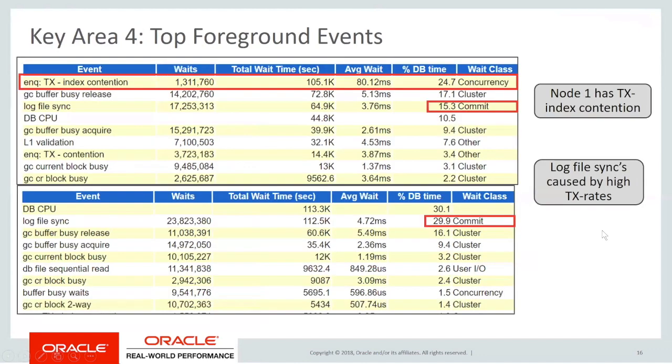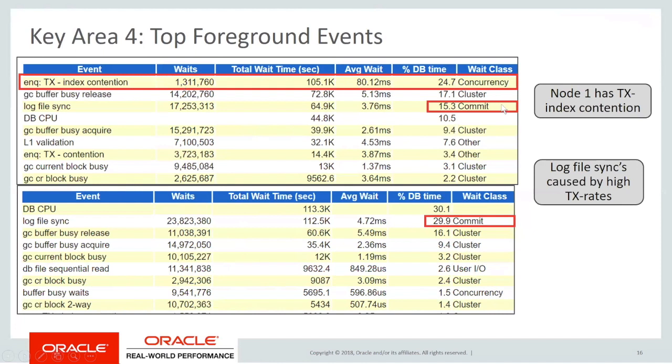So now I go to the top foreground events, and we already knew that we're going to expect to see wait events here. And what do we see? So this is the first node, this is the second node. On the first node, we have a major issue in the area of index contention. A big chunk of the DB time, 25% of the DB time, is spent waiting for index maintenance going on, initiated by another session, and a current session waiting for that session to complete B-tree index maintenance.